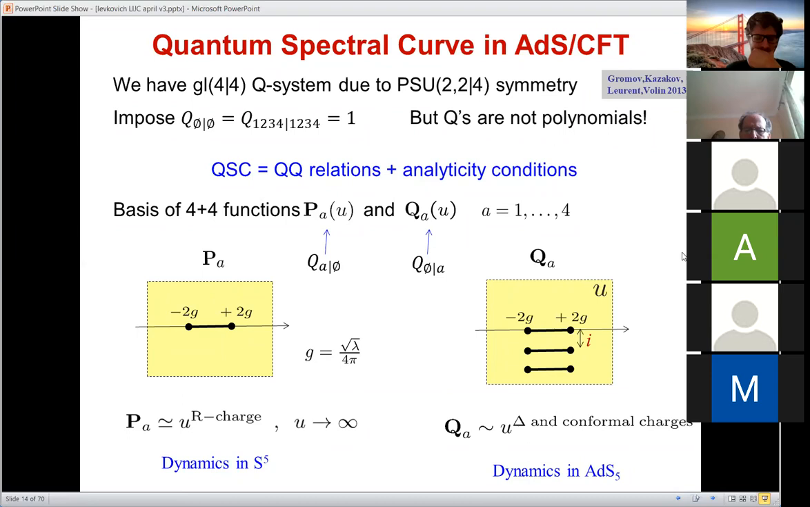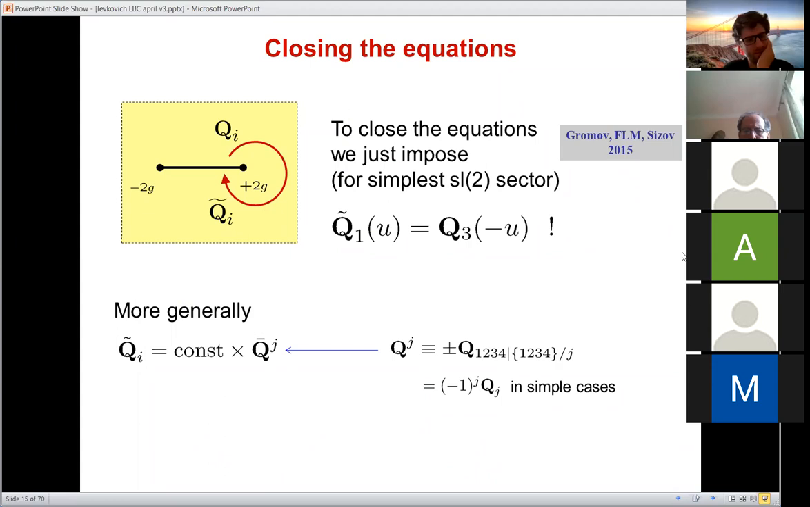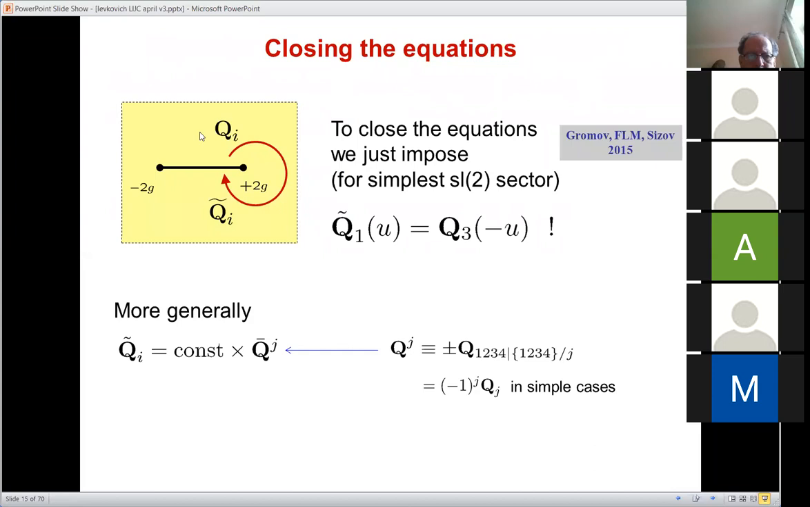Right, so this is the analytic structure of individual functions. Then to actually close the system, we have to impose an extra constraint, which is known as the gluing condition. For that, we consider this Q function with one index, and then we look at its analytic continuation around the branch point. This procedure is very important, denoted by tilde. Then we arrive at another sheet on which, in principle, we have some complicated new function. The understanding is that this new function is simply different from the original function with the flipped argument, at least that's how it works for the simplest states in the SL2 sector.